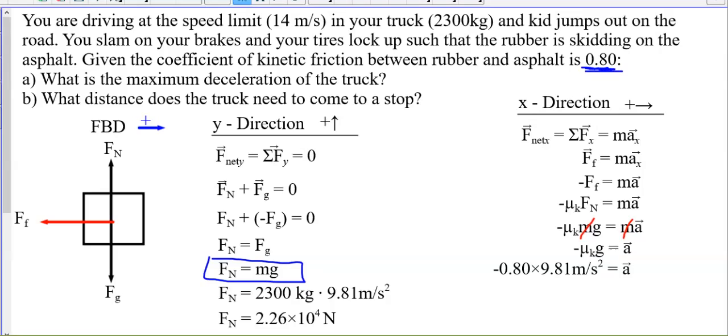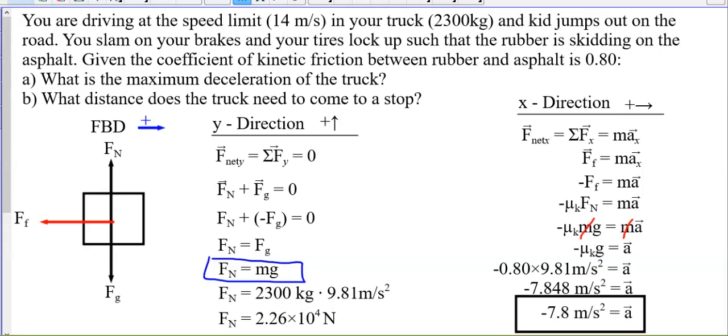That's just a positive value because there's no direction as far as your coefficient is concerned. But we know friction is negative, so therefore we have a negative as part of our equation. So 80% of the acceleration of gravity is effectively about 7.8 meters per second squared. So you're going to slow down at about 7.8 meters per second squared. Now I'm not done this problem.